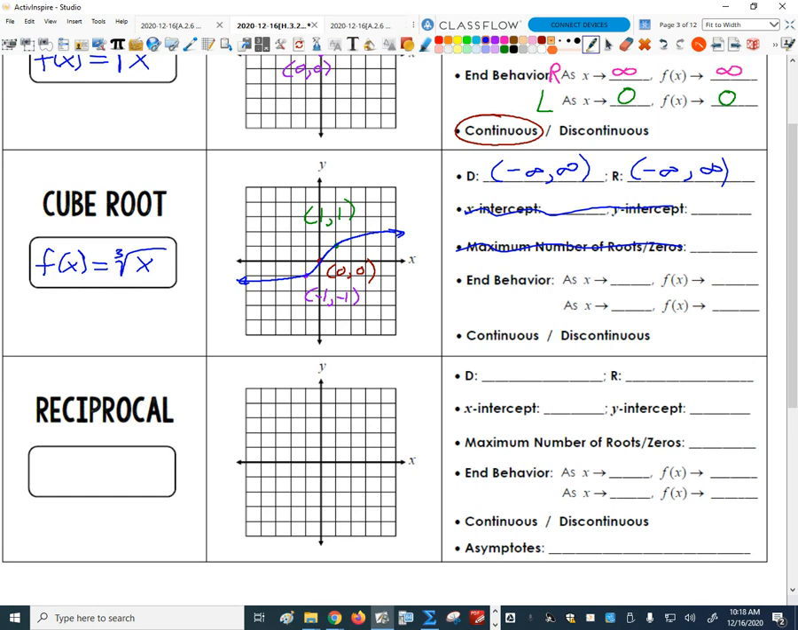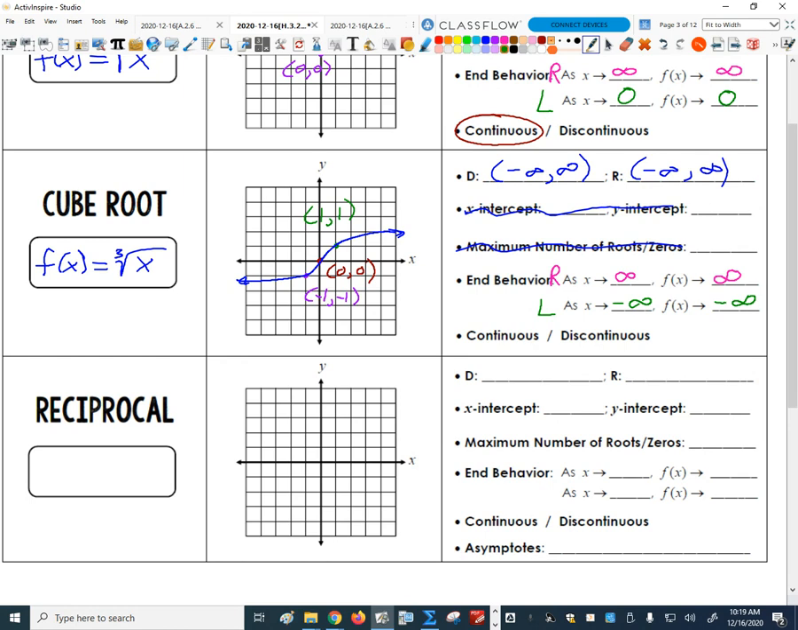The end behavior on this one, Liliana? What's my right end behavior? To the right, infinity. Good. As x approaches infinity, f of x approaches infinity. While you're at it, how about the left end behavior? Negative infinity. There you go. Good job.